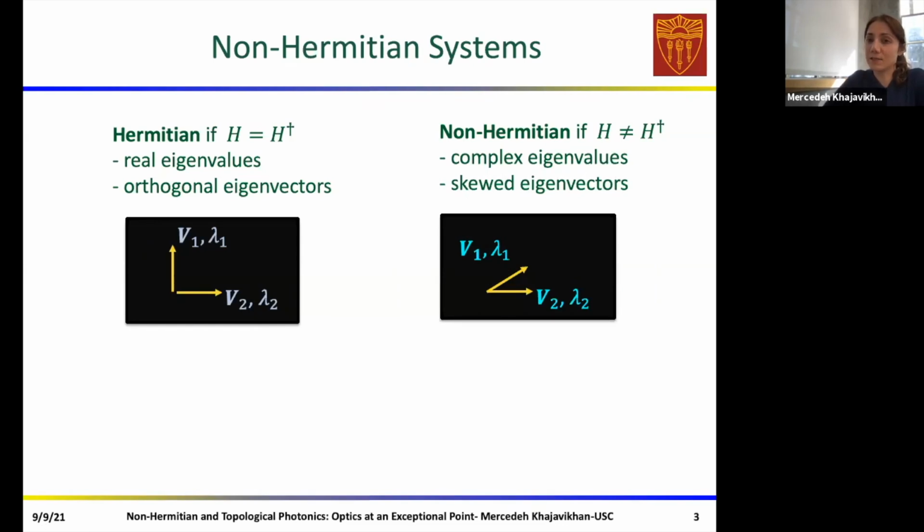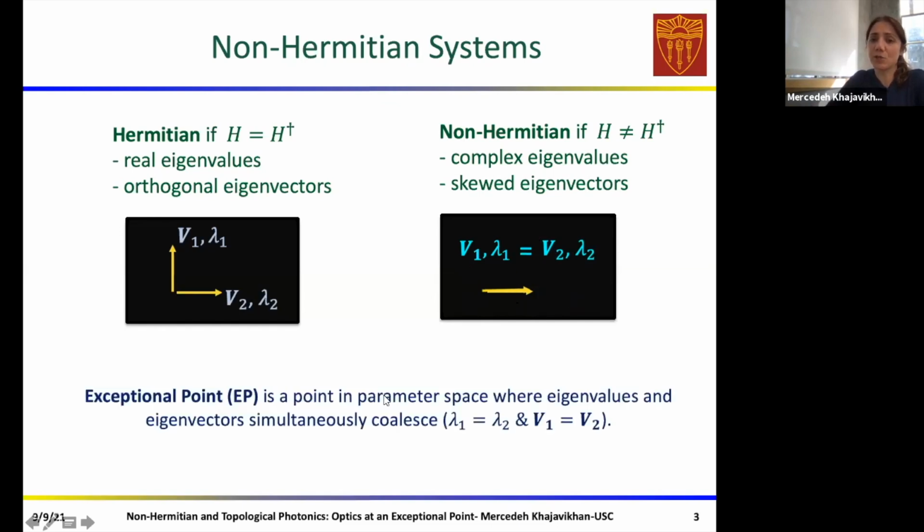So in such non-Hermitian systems, there's also a possibility that when we change the parameters in the parameter space, we get to a degeneracy point where not only do the eigenvalues become equal to each other, but also the eigenvectors become collinear. And we know these points in parameter space as exceptional points. An exceptional point is a point in parameter space where the eigenvalues and the eigenvectors of a non-Hermitian system coalesce on top of each other.